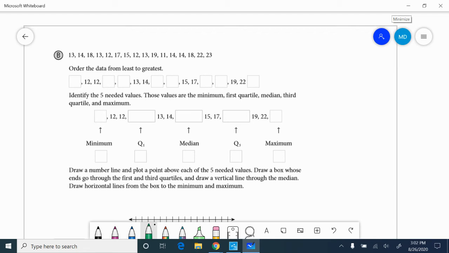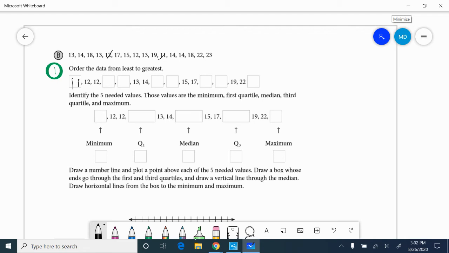So our data set is listed: 13, 14, 18, 13, 12, 17, 15, 12, 13, 19, 11, 14, 14, 18, 22, and 23. Remember, first step is to order the data from least to greatest. And we're going to use that method where we cross off the numbers as we write them in. Let's use black for this. Okay, so 11 looks like it's my smallest one. So I'm going to put in 11 here. Sorry for the terrible 11.